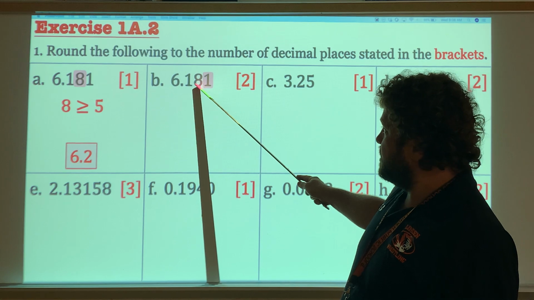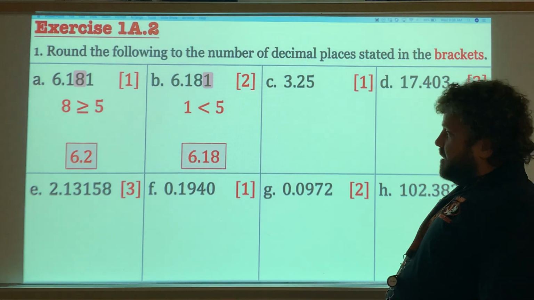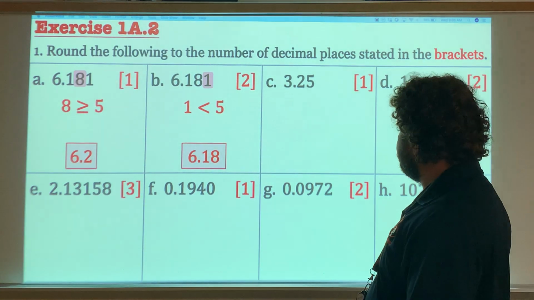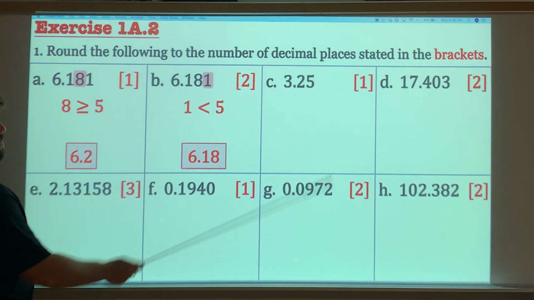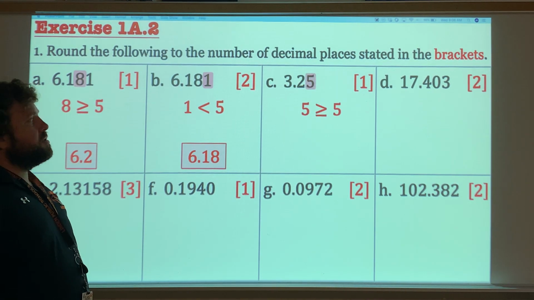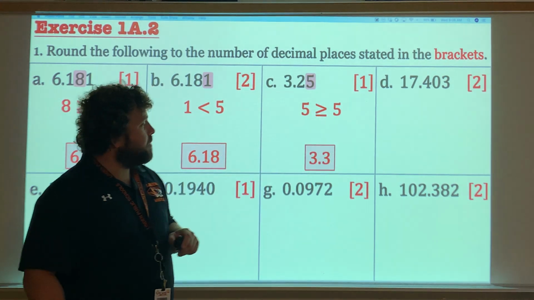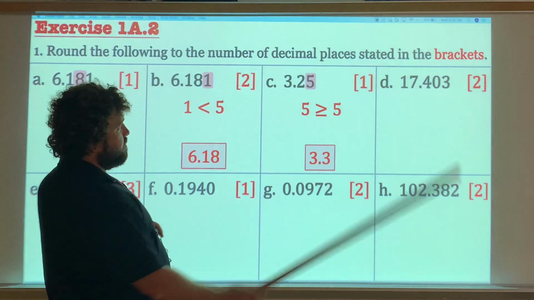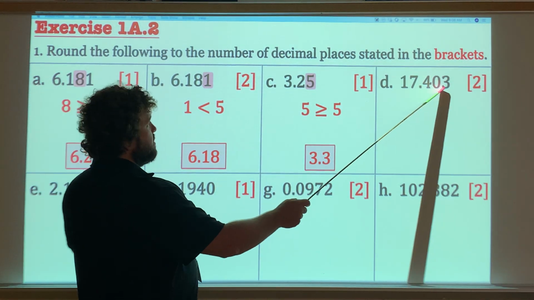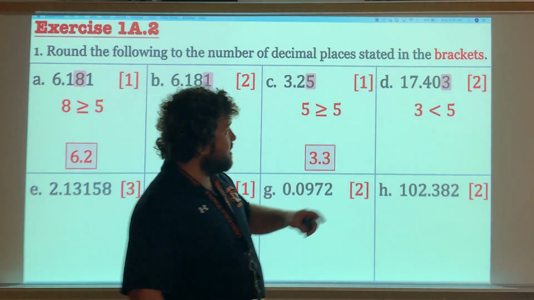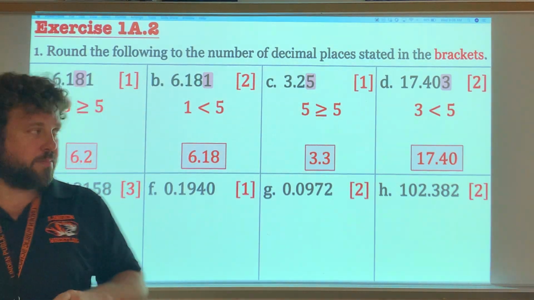2 decimals, you're rounding to the hundredths. So you're using the 1000th place, 1 is less than 5. 6 and 18 hundredths. 3.25. You're going 1 place, to the 10th. So you're using the 100th place. 5 is greater than or equal to 5. You round up, 3.3. 17.403. 2 decimal places, you're rounding to the 100th place. So you're using the 1000th place. 3 is less than 5, 4.40, 4 and 40 hundredths.